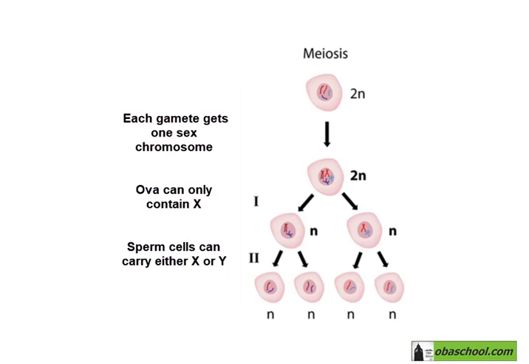However, in the males, since males have XY, when the cells divide to make gametes, they go from the diploid to the haploid state. The gamete can have two options. It can either carry the X chromosome or the Y chromosome. There's a 50-50 chance. So half of the sperm can contain an X chromosome and half can contain the Y chromosome.